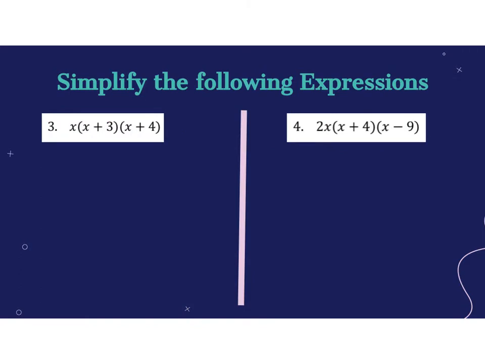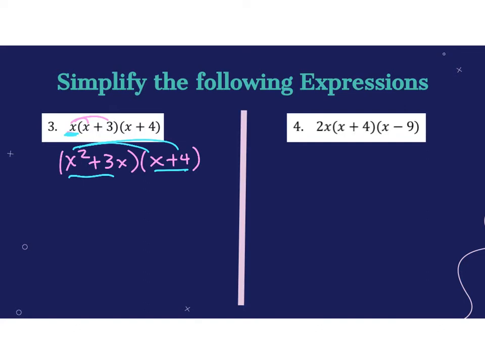Let's try number 3. I have x on the outside that I'm going to distribute to this first set of parentheses. That gives me x squared plus 3x. Then the second set of parentheses, I have x plus 4. I'm going to go ahead and just do a list of terms here. So I've taken care of this first set of distribution, and now by distributing this to this, that x will be distributed all throughout the whole thing, which is the goal.